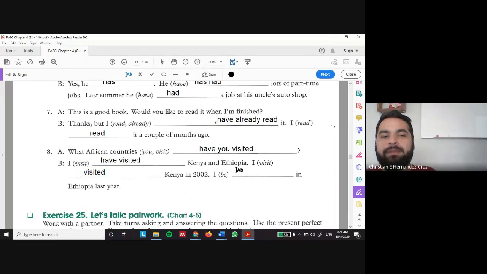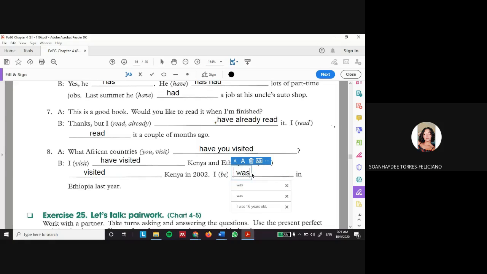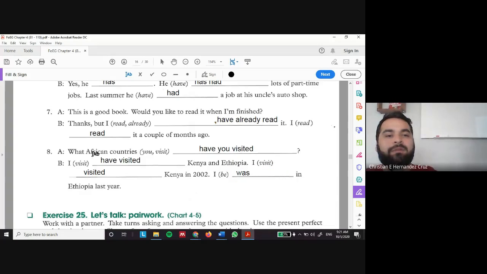And finally, be in Ethiopia last year. It's just a simple form, simple past be verb. Que era parte del bono en el examen. Sería was. Fantastic. So, what African countries have you visited? I have visited Kenya and Ethiopia. Y aquí usamos have visited because this is non-specific. I visited Kenya in 2002. Se dice específicamente el tiempo, so we use the simple past form. And igualmente, I was in Ethiopia last year. Se especifica el tiempo, so we use was.